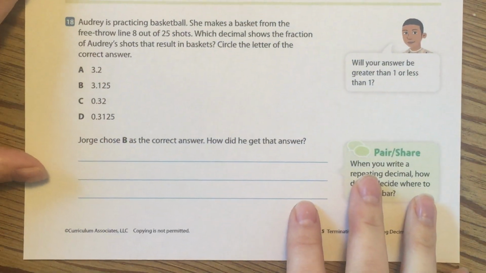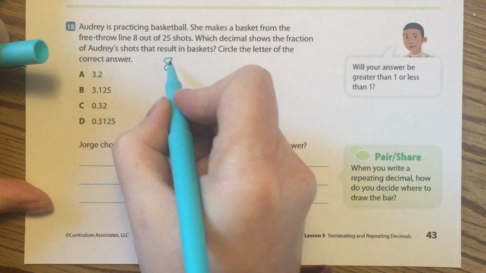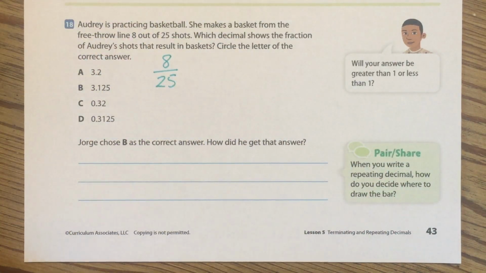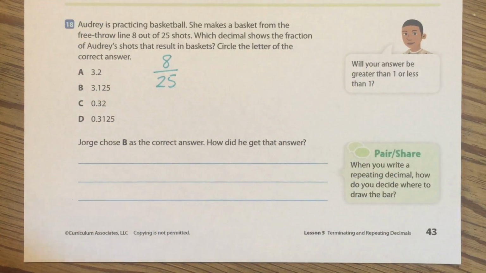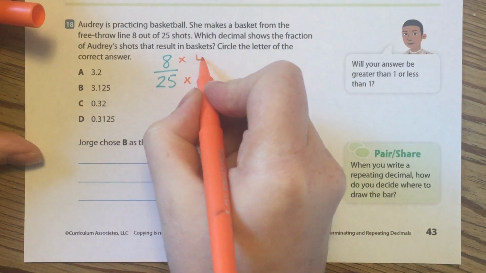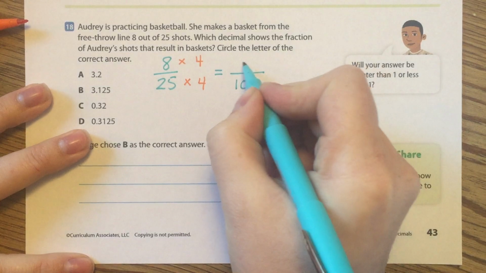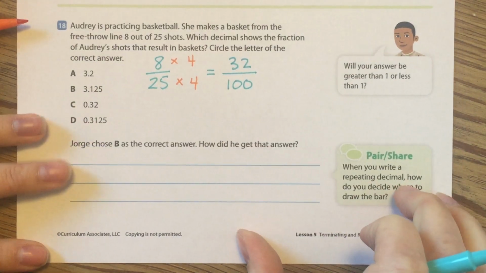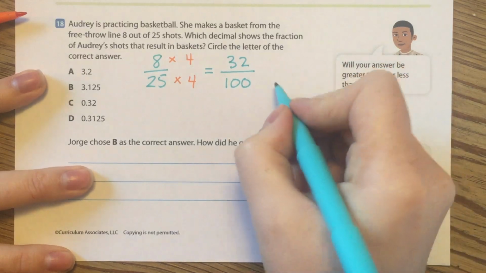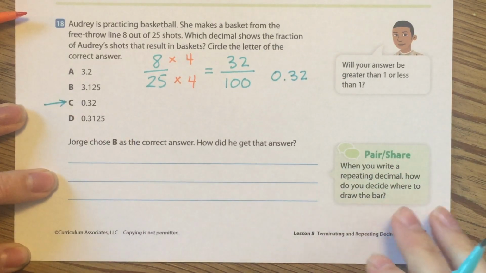Okay, so I know this is a basketball problem. I think about it like a quiz. If you got 8 out of 25 on a quiz, that's not a very good score because 8 and 25 are pretty far apart. But if I wanted to write this as a percent or as a decimal, I would probably multiply the top and bottom by 4 so that it was a fraction with a denominator of 100. So if I multiplied the top and bottom by 4, the resulting fraction would be 32 out of 100. So 32 hundredths written as a decimal is 0.32, which means that this is the correct answer.